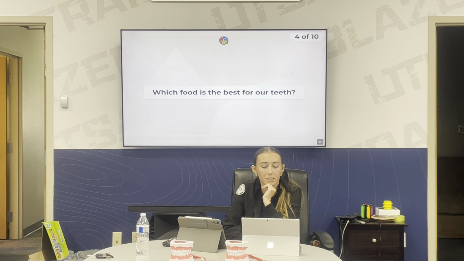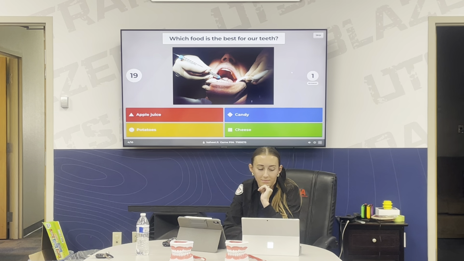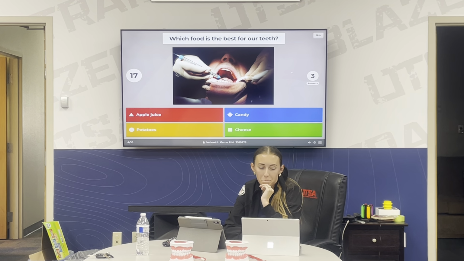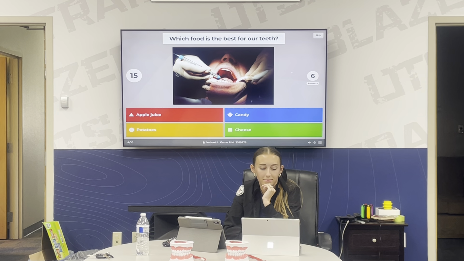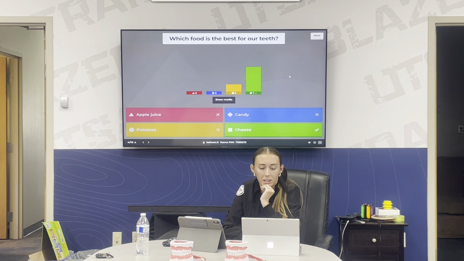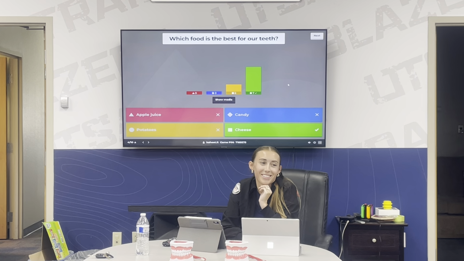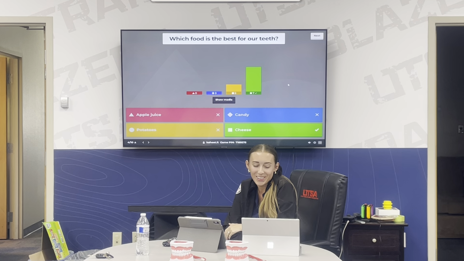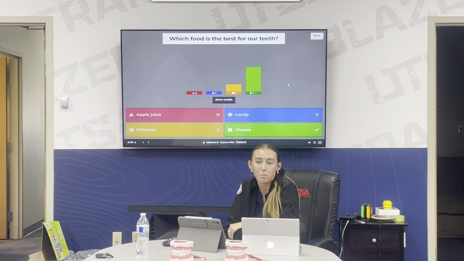Which food is the best for our teeth? Good job. I don't think potatoes are necessarily bad. I just threw that in as an answer. But cheese has more of a basic pH, so it helps our saliva out in raising the pH of our mouth.